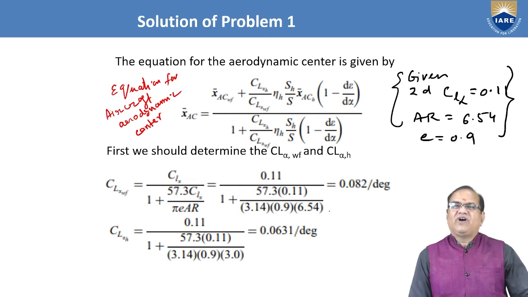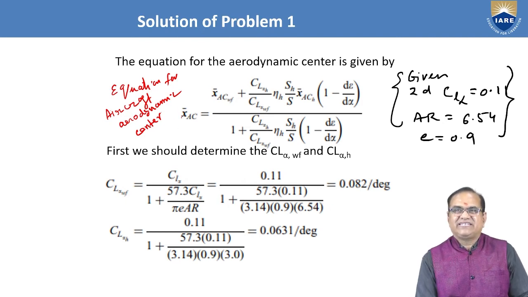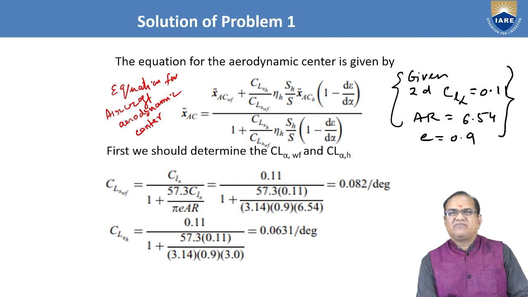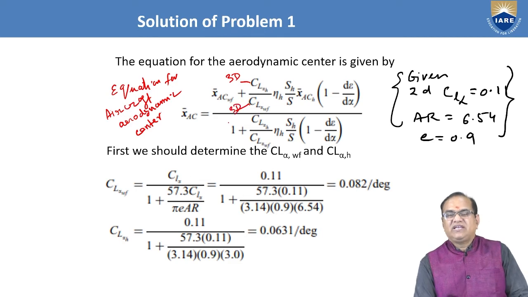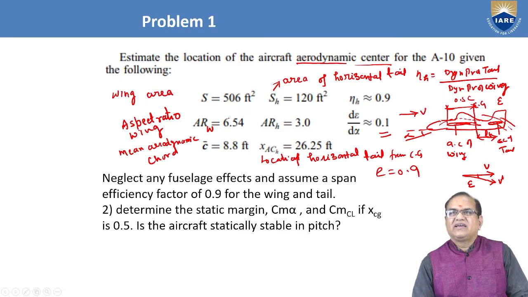So if you want to find the aircraft aerodynamic center, that is X bar AC, the X bar indicates that it is a non-dimensional number. Okay, so X bar AC. So we have to find X bar AC WF plus CL, where capital L means it is 3D. Here this is the 3D effect. So this we have to see, it is 3D, and here also 3D. But if you see our given conditions, we have to see that.